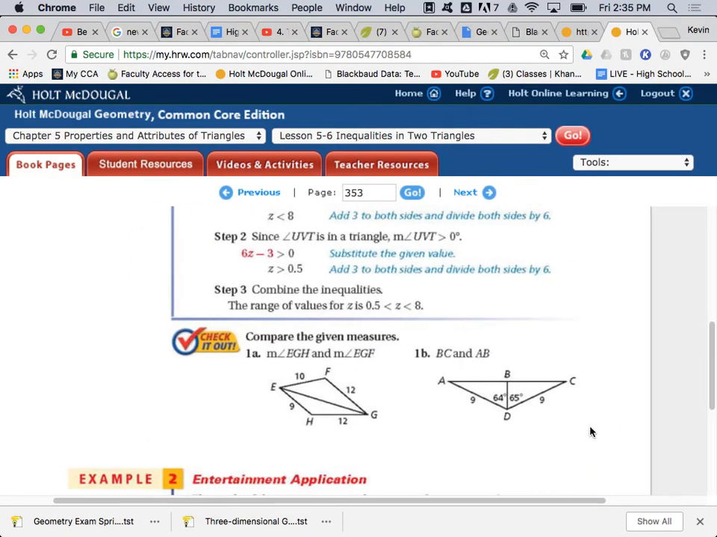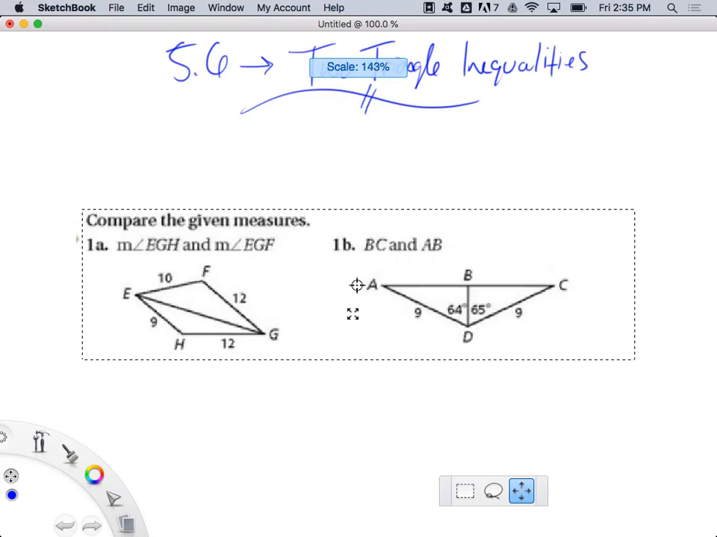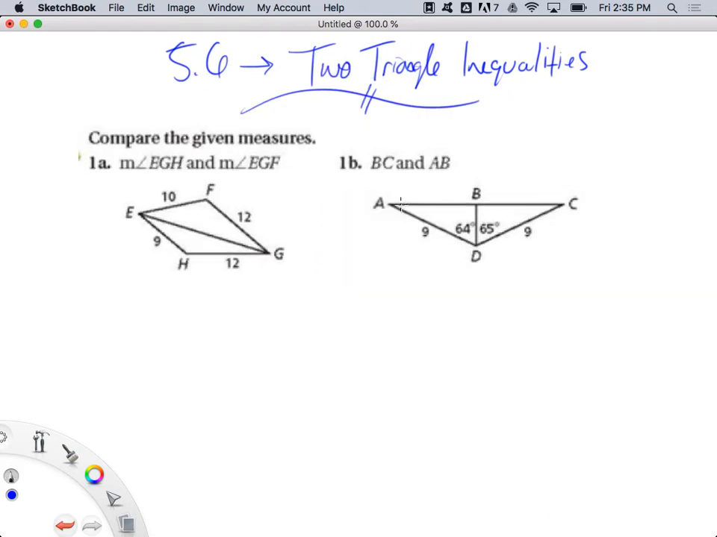Let's take a look at these two. It says compare the given measures. So it says compare measure EGH. EGH is this one. And EGF. EGF is this one. Okay, well, look, this side is clearly congruent because it's the same. And then this side here is 12 and that's 12. So those two sides are congruent. So the question is, is this angle bigger or smaller than the blue one?